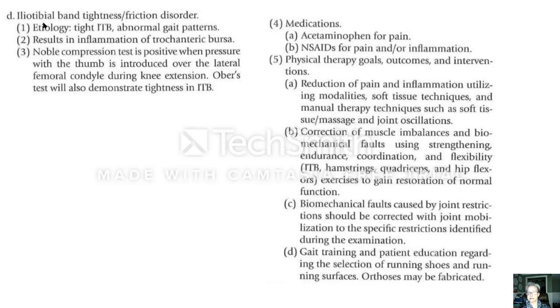Biomechanical faults caused by joint restrictions should be corrected with joint mobilization, gait training, and patient education regarding the selection of running shoes and running surfaces. Orthosis may be fabricated.